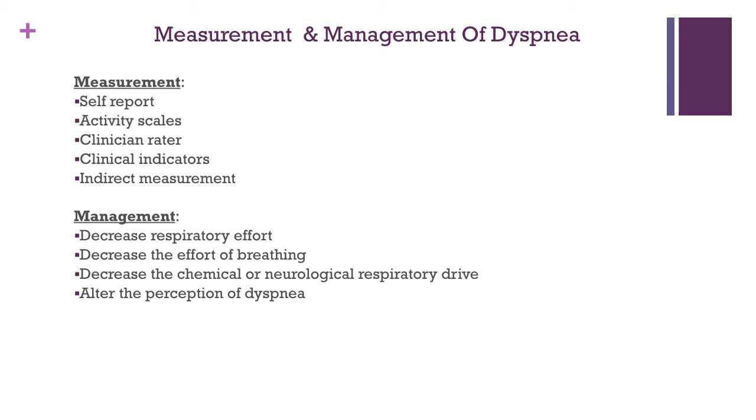Measurement and management of dyspnea. We measure dyspnea essentially by self-report and using activity scales, as well as clinician rating and clinical indicators. And essentially what we're going to do to manage it is try to decrease the respiratory effort, make it easier to breathe, and decrease, hopefully, the chemical, the neurologic respiratory drive if necessary, and hopefully alter our perceptions of dyspnea as well.